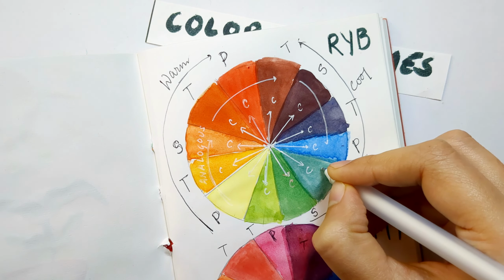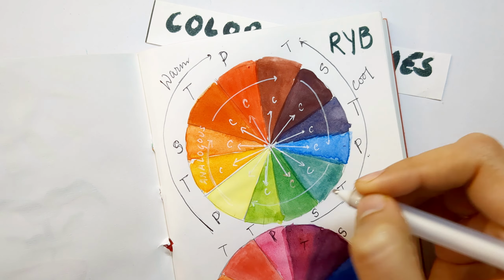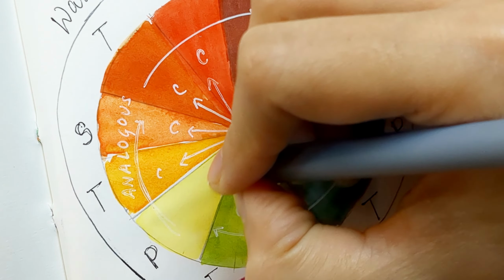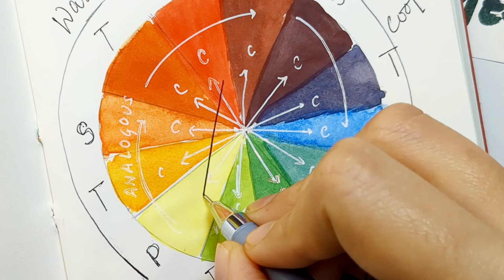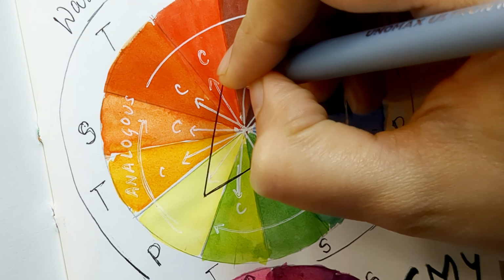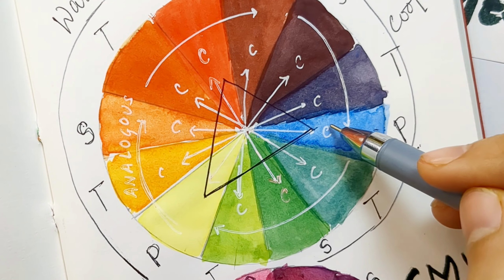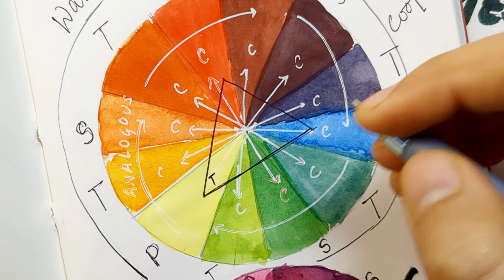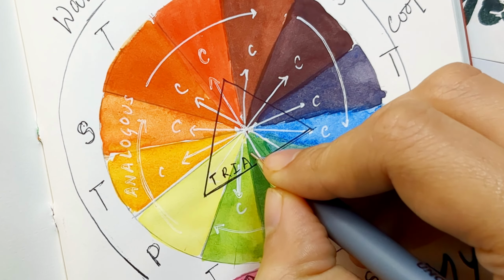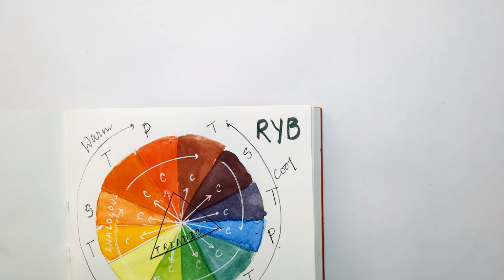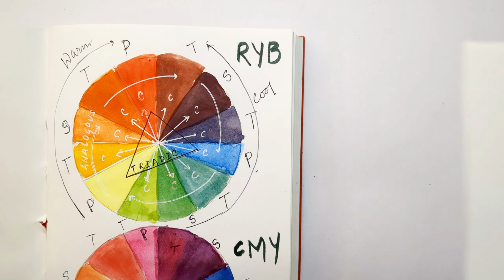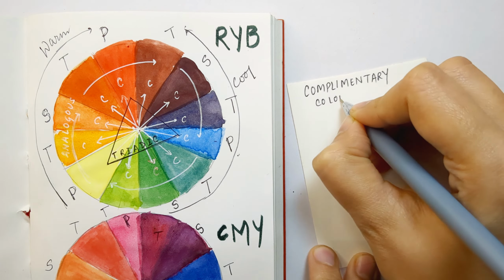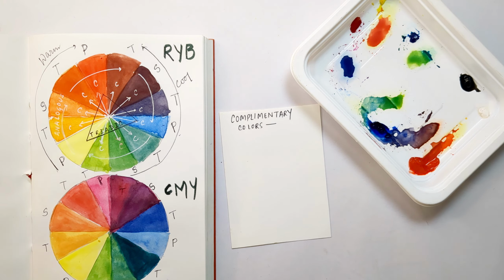After complementary colors, the next color scheme is analogous colors, which are colors that are next to each other. After analogous colors, the next color scheme I'll be talking about is the triadic color scheme. Simply put, it is a combination of three colors that form a triangle in a color wheel. Now I'll just be comparing these color schemes one by one and see how they look next to each other.